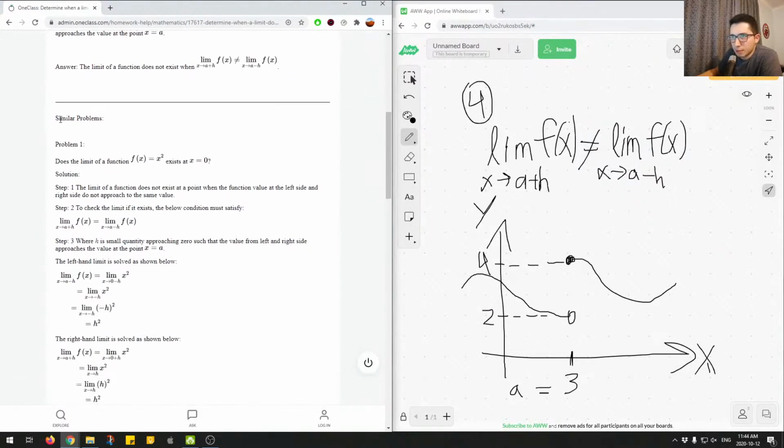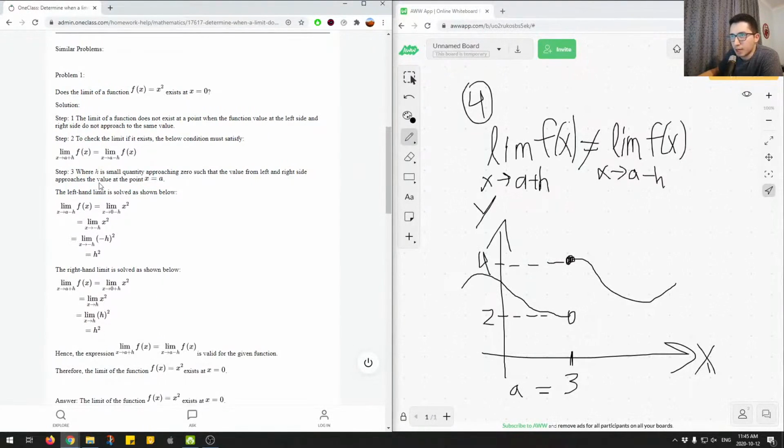So here some similar problems are proposed. For f at x equals x squared, this is taking the limit in a longer way. They're taking the limit by first principle. So this is the way to do it. For the function x squared, we're trying to find the limit as x goes to 0. They substitute 0 in here, they evaluate for negative h, and they end up with h squared for the right side. So they took the limit with first principles. And then for the left side, they end up with h squared. So h squared is equal to h squared. Therefore, the limit does exist for x equals 0.